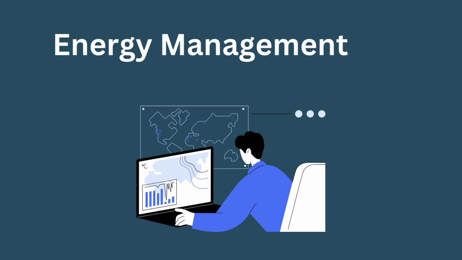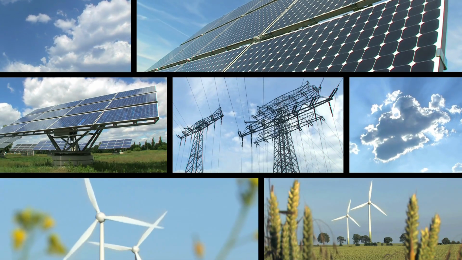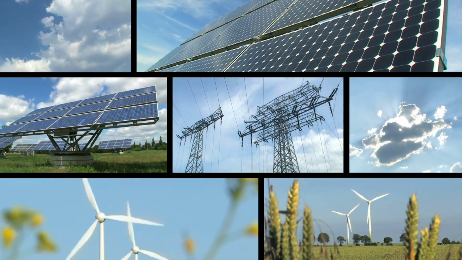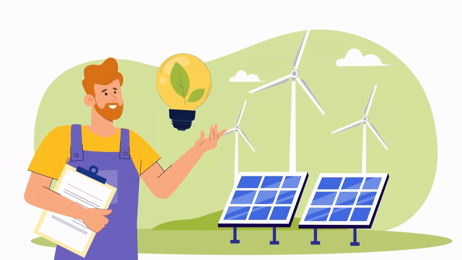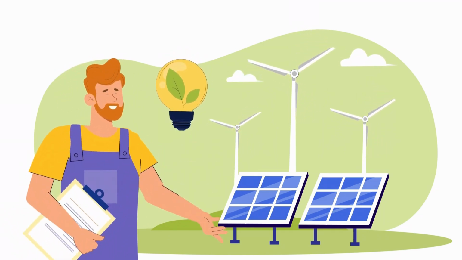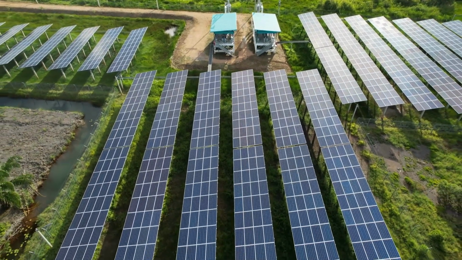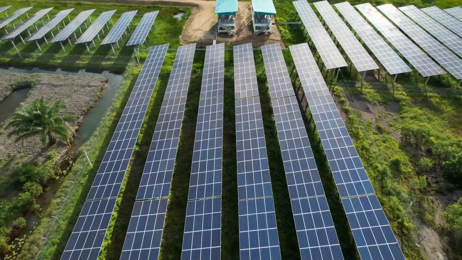Energy management and planning. The efficiency of renewable energy sources such as wind and solar energy depends on weather conditions. Historical weather data is used to evaluate the performance of these energy sources and to optimize energy production. This data is also used to forecast electricity demand and plan energy supply.